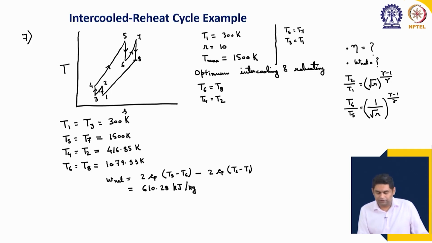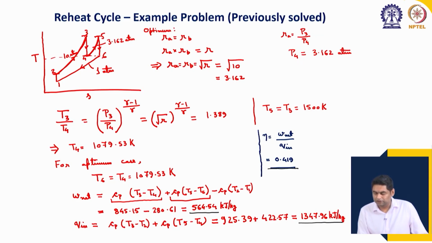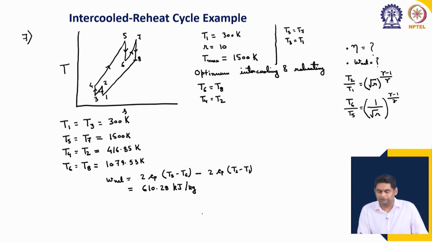How does it compare with the reheat cycle? In the reheat cycle we had a very high value, 564.54, now it is even higher. Okay. Actually, among all the cycles, this cycle, along with the next cycle that we will study, gives the highest work output that is possible from these theoretical cycles.